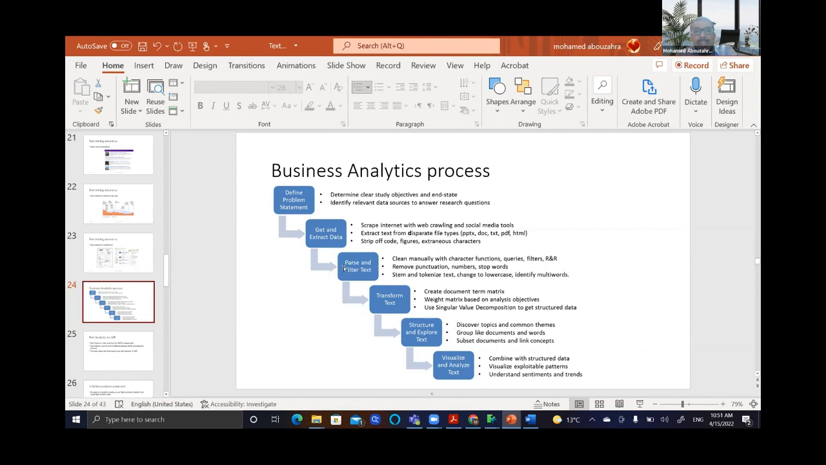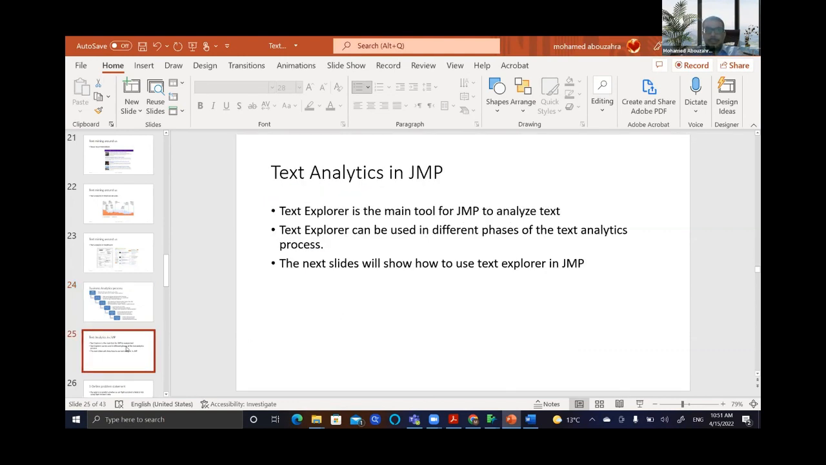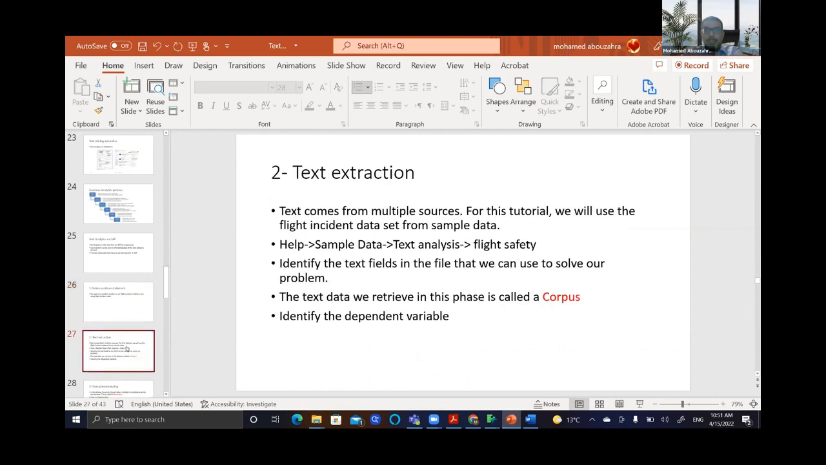So these two phases, parsing text and transforming text, are two phases that are unique to text analytics. These two phases do not exist in traditional data analytics. Okay. And then once we transform our text, then we can explore it, we can visualize it, we can analyze it, we can communicate it, we can do anything that we traditionally do with numbers. Okay. But the two key things are these two phases: parsing your text and transforming it into numbers. We already talked about that.